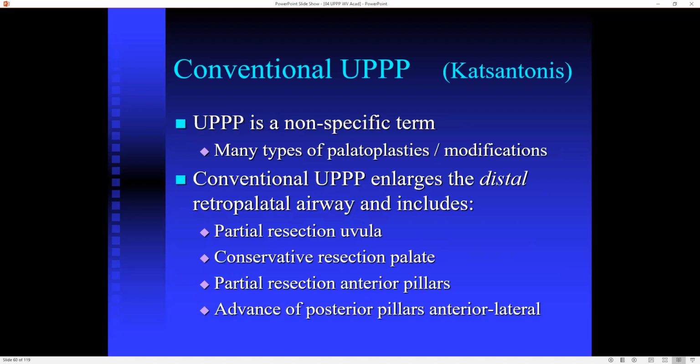And he stressed that UPPP was a non-specific term, and that the conventional or traditional UPPP enlarges the retropalatal airway. And this includes partial resection of the uvula, which is what I generally do, conservative resection of the palate, and currently I try not to resect any palate. I try to move tissue rather than remove tissue, and then partial resection of the anterior pillars, which I will sometimes do in order to gain an advancement of the posterior pillars.